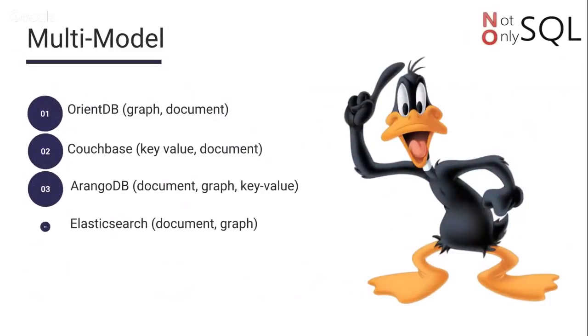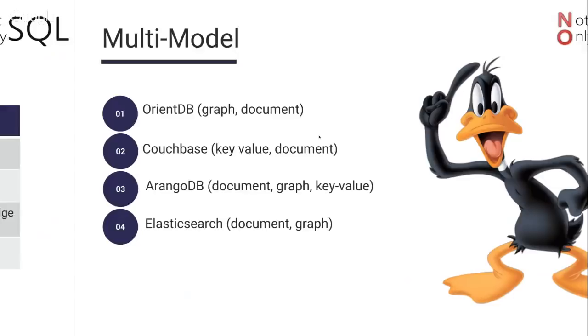And the last one is multi-model. Basically, multi-model is when one NoSQL implementation implements more than one type. For example, I have OrientDB that implements two different types, graph and document. So that's multi-model. Okay.